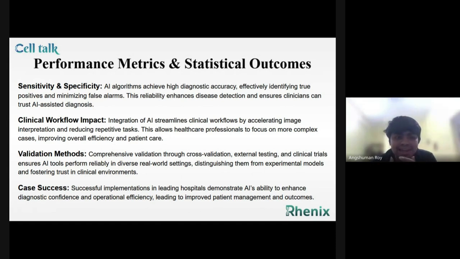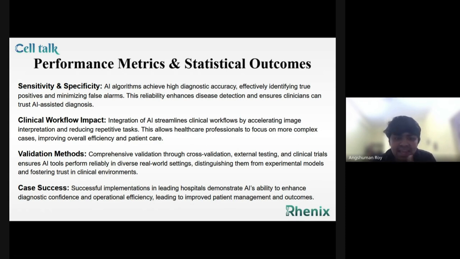Now, coming to the clinical workflow impact, the integration of AI streamlines clinical workflows by accelerating image interpretation and reducing repetitive tasks. This allows healthcare professionals to focus on more complex tasks, thereby improving overall efficiency and patient care quality. Now, coming to validation methods, comprehensive validation through cross-validation, external testing, and clinical trials ensures that AI tools perform reliably in diverse real-world settings. These rigorous validation methods distinguish reliable AI tools from experimental models, fostering trust in clinical environments.